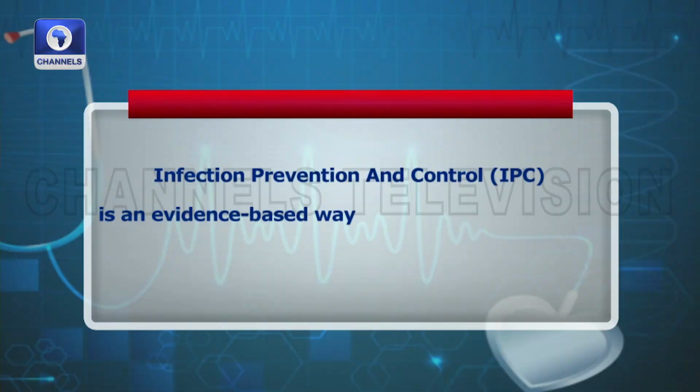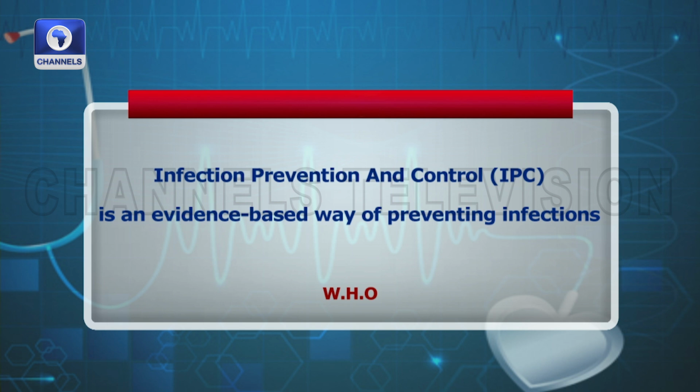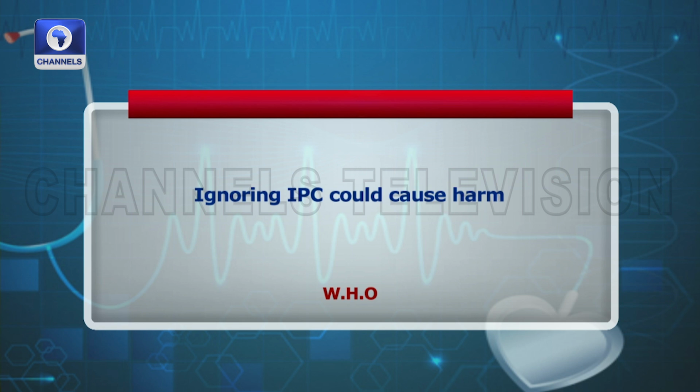Infection prevention and control, or IPC for short, is a practical, evidence-based approach preventing patients and health workers from being harmed by avoidable infections. Principles of infection prevention and control are relevant to every health worker and patient at every healthcare interaction all over the world. Ignoring these principles could cause harm and can kill.